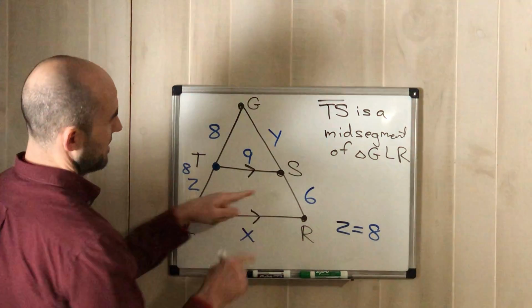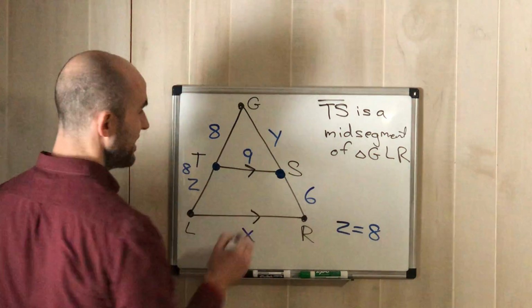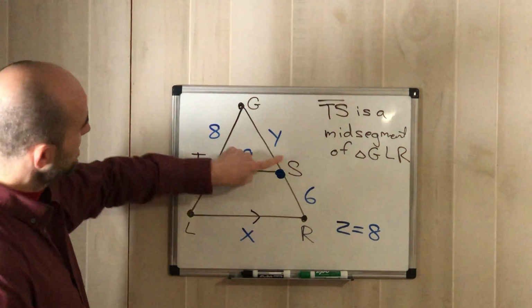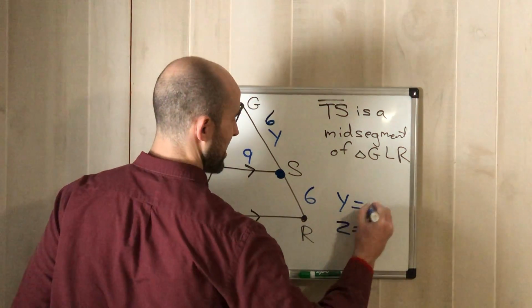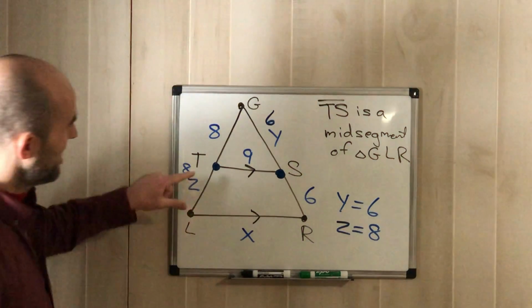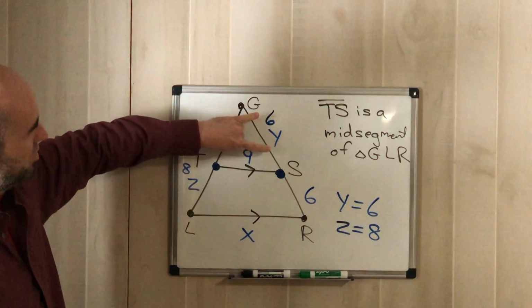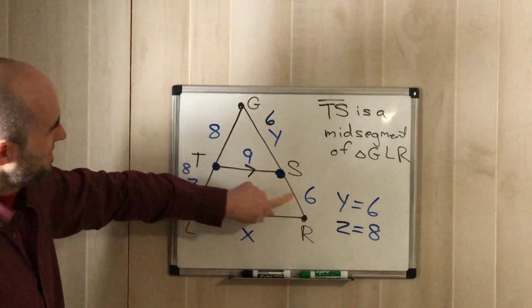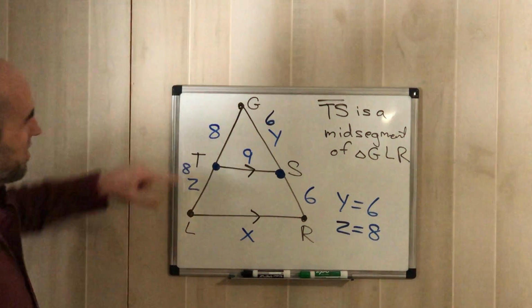Opposite idea. If this is 6, this point's still in the middle on this side. If this side is 6, then automatically that has to be 6. Y has to be 6, right? And same idea, if that's a midpoint, this is congruent to that. So Y is 6 because that side was 6. Z is 8 because those two are equal.